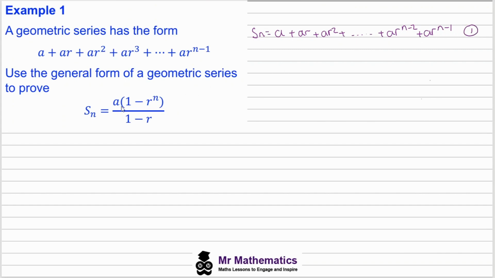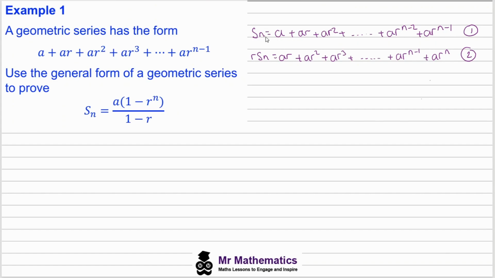So now to find this formula, what we need to do is multiply series 1 by r, so we get r Sn, and then we'll have a times r, which becomes ar. Then ar times r becomes ar squared. The third term will be this one times r, so ar cubed. Then we'll have all the middle terms in between. We multiply this term by r, we get ar to the n minus 1. And then the final term by r, we get ar to the n, and we'll call this series 2.